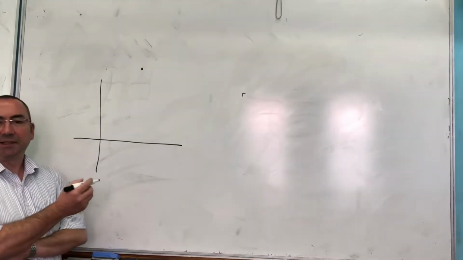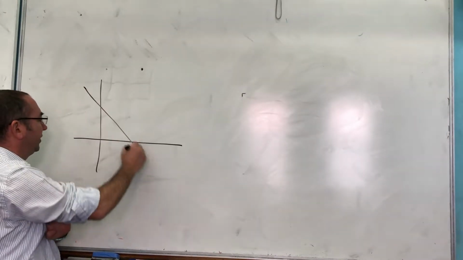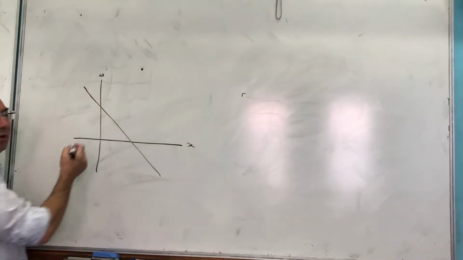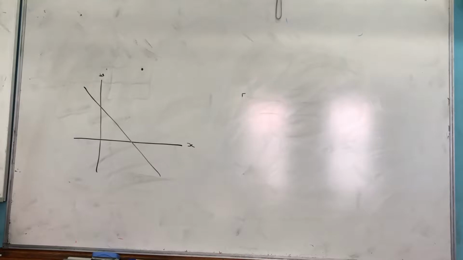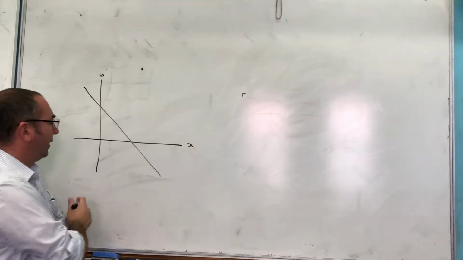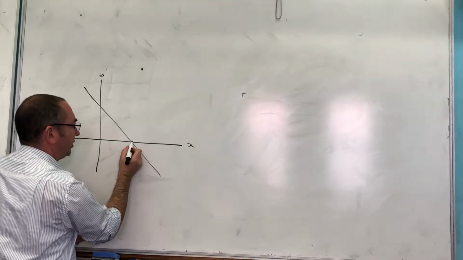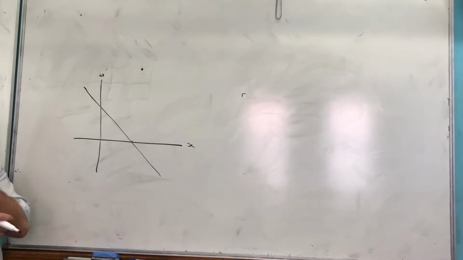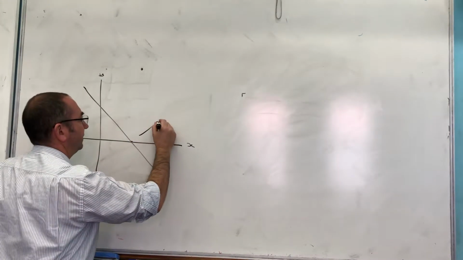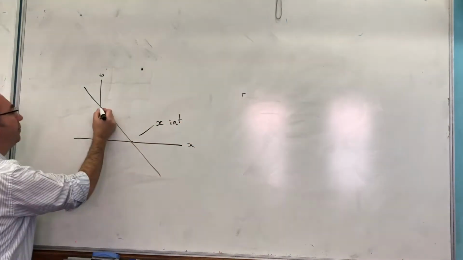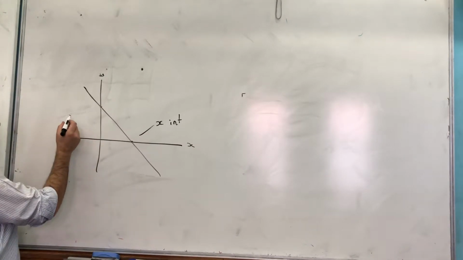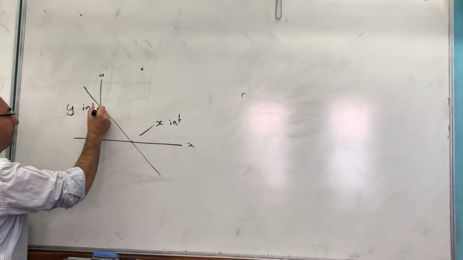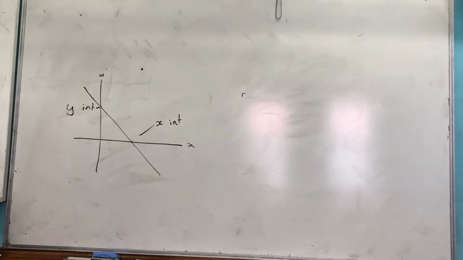So the x-intercept is the point at which, let's say we've got a line there, and this is the x-axis and this is the y-axis. X is always horizontal, y is always vertical. The point at which the line crosses the x-axis is what they call the x-intercept. And the point at which the line crosses the y-axis is called the y-intercept. And they have special features.